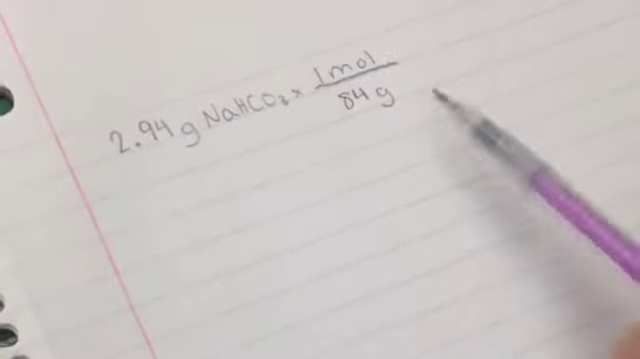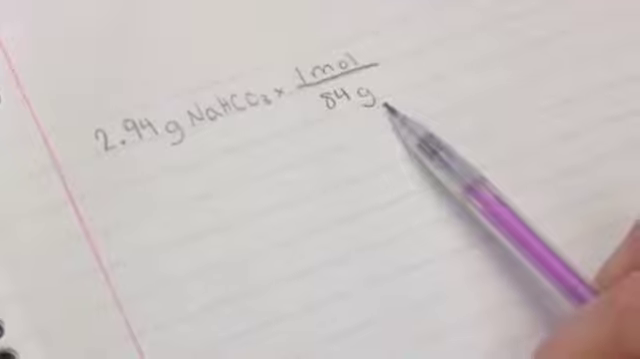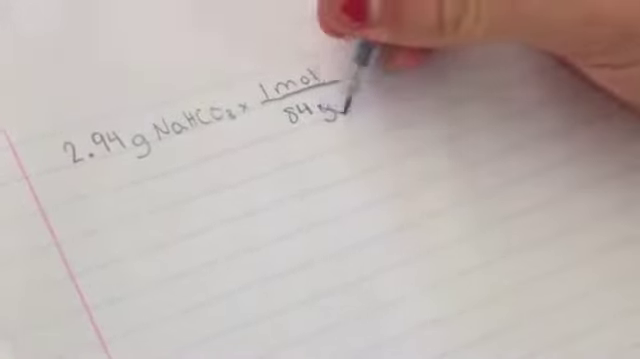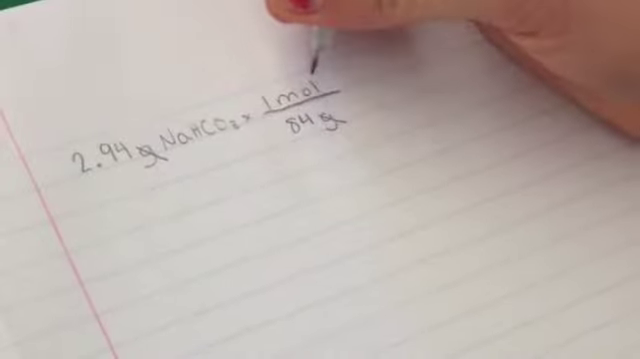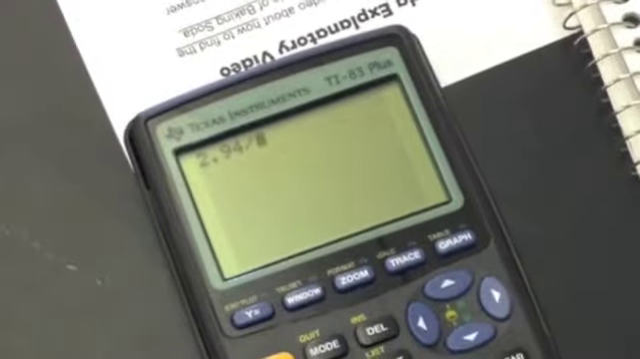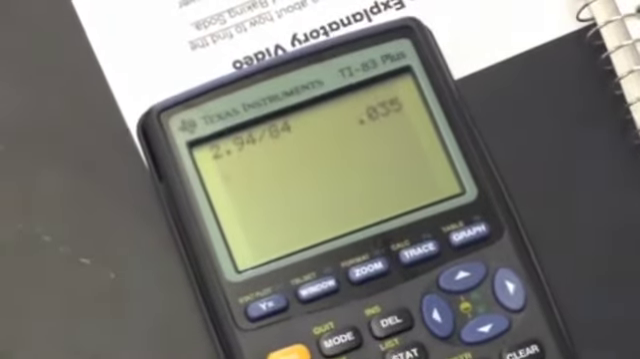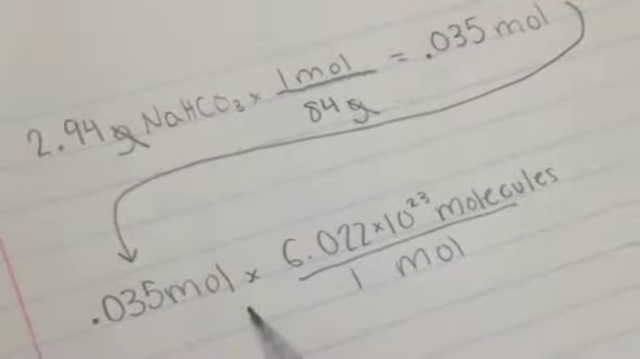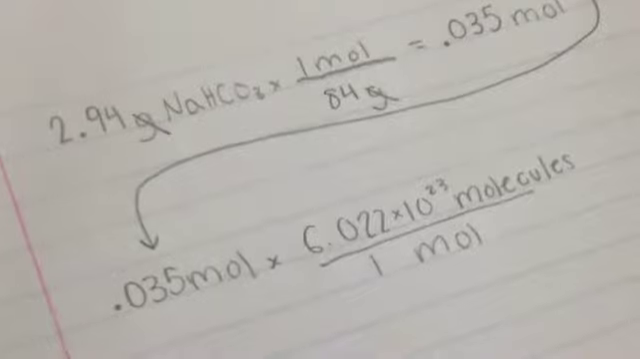Step 3 is to convert from grams to moles. So you're going to have to set up the molecular mass, which is here, and the mass of how much baking soda we measured in that beaker. So the grams cancel out, and you multiply or divide to get moles. When you divide that, it turns out to be 0.035.